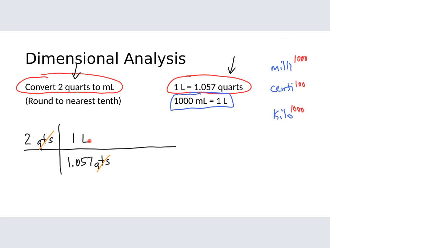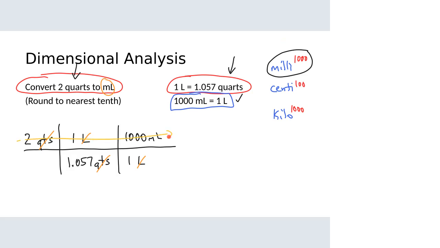At this point, I've gone from quarts to liters. My units used to be quarts, now they're liters. I'm not done yet though, because I need to go to milliliters, and that's where this unit fraction comes in handy. 1 liter is 1,000 milliliters. I'll put my 1 liter on the bottom and my 1,000 milliliters on the top. The reason I put them there is because I want these liters to cancel. And now the units I have are milliliters, and since that's what I was looking for, that's how I know I'm done doing conversions. I've used all the unit fractions I need to use. I've got the units I want.